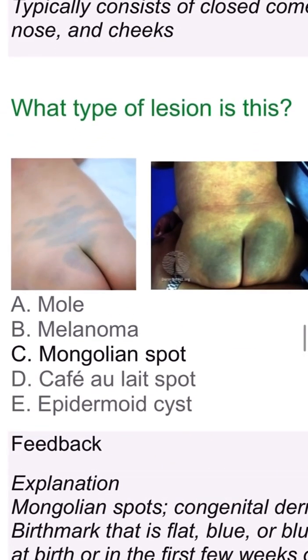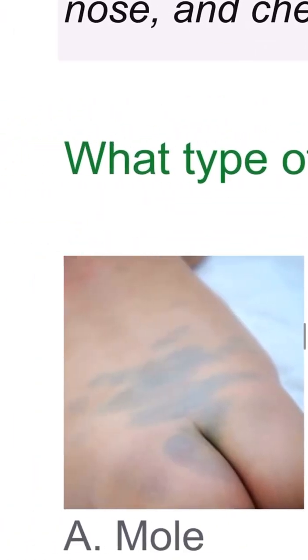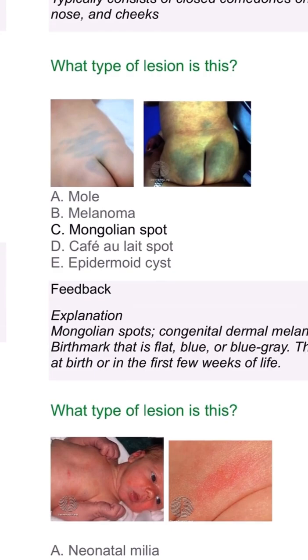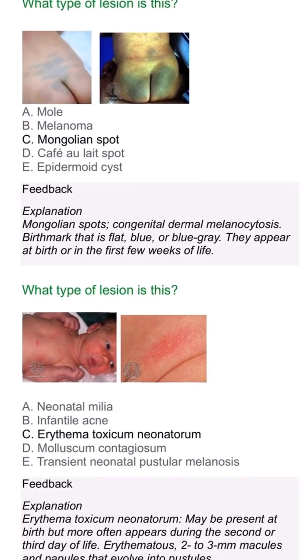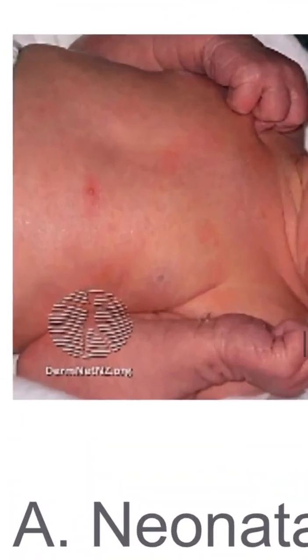Okay, so what type of lesion is this? Mongolian spot. Mongolian spot. Congenital dermal melanocytosis, a birthmark that is flat and blue or blue-gray. They appear at birth or in the first few weeks of life. Okay. So now, what type of lesion is this?